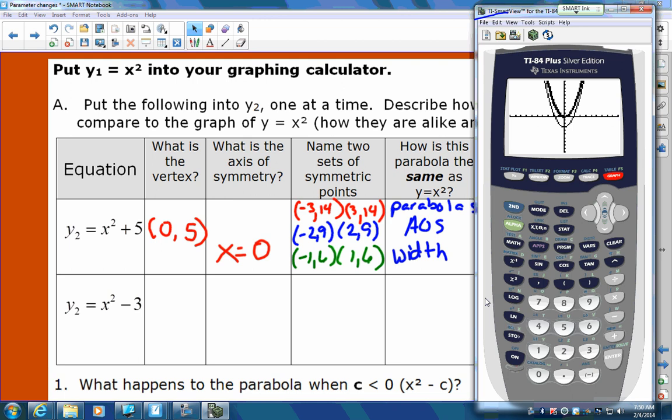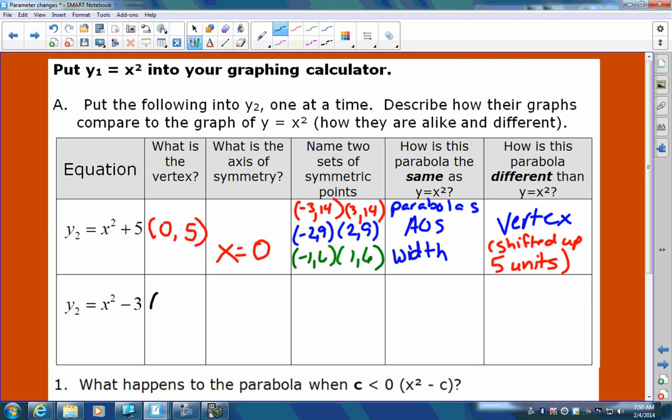Now, what happened? Well, first off, what is the vertex of this new parabola? It should be 0, negative 3. If you look in the table and I press second graph, I know that I have 0, 0. Look in y2, 6, 6, 1, 1. Negative 2, negative 2. 0, negative 3 is the only one without a partner. So my vertex is 0, negative 3.